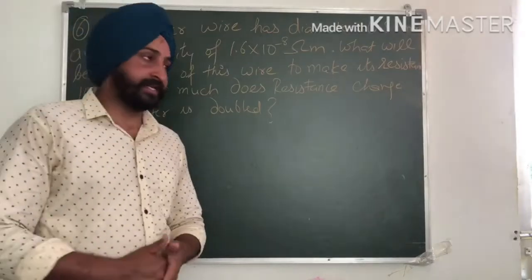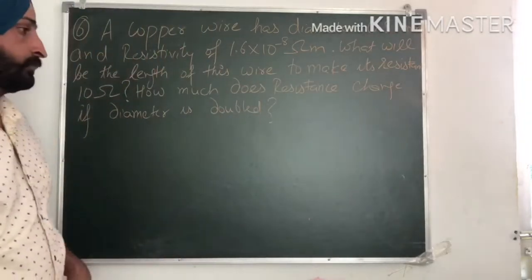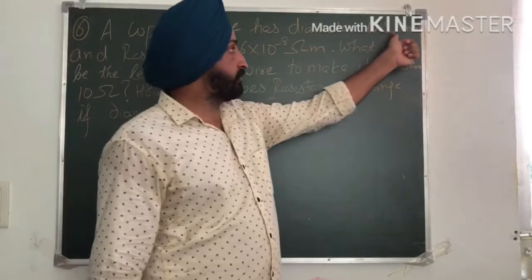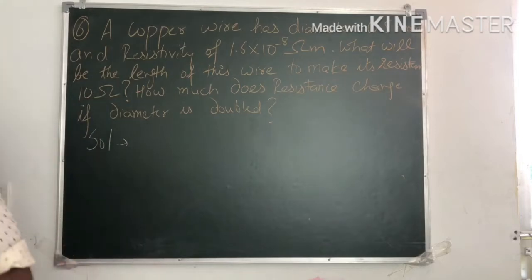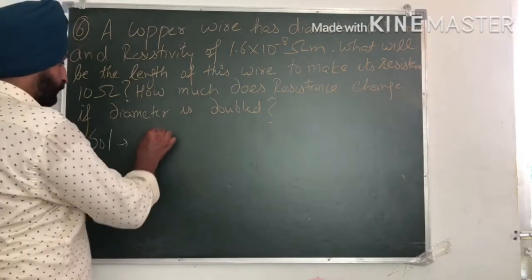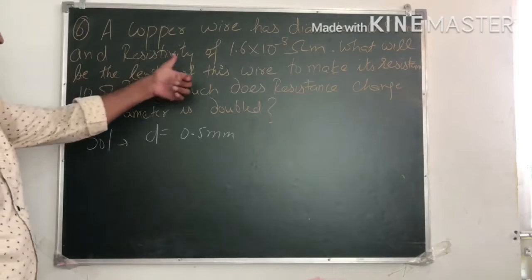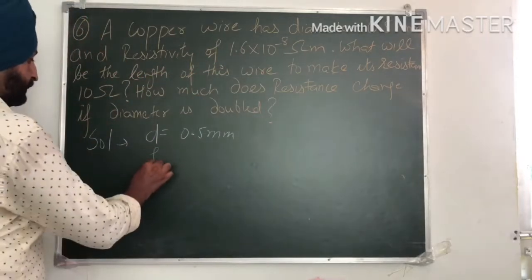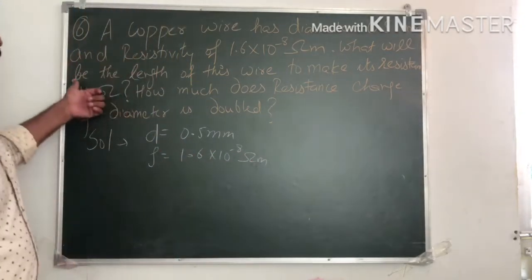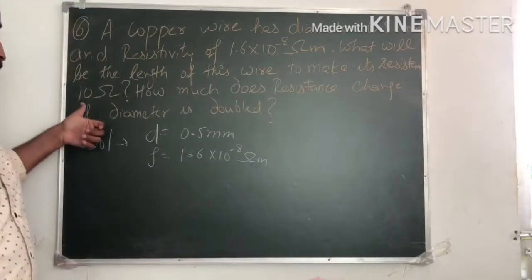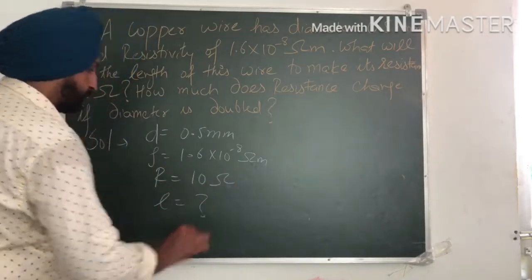So here is our question number 6. A copper wire has a diameter of 0.5 mm. So we are given the diameter of 0.5 mm. So I would be writing all the given values over here. So diameter is 0.5 mm and resistivity is 1.6 times 10 raised to power minus 8 ohm meter. What will be the length of this wire if you want to have a resistance of 10 ohm? That means you want a resistance of 10 ohm, and for that what will be the length of this wire?